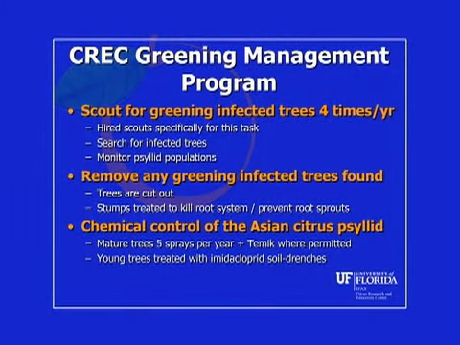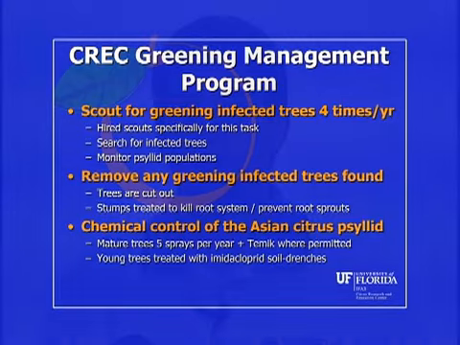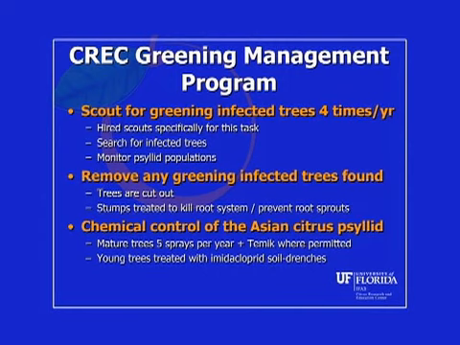We will be removing any greening infected trees immediately after they're found. These trees will be cut out, and then the stumps will be treated with products to kill the root system and prevent any root sprouts. We've also started a pretty aggressive chemical control program for the Asian citrus psyllid. Our program consists at this point of 5 sprays per year on mature trees for psyllid control. In parts of our groves where permitted, we'll also be using Temik in early January. In addition, where we have resets and blocks of young trees, those trees will be treated with soil applied imidacloprid a couple of times a year.